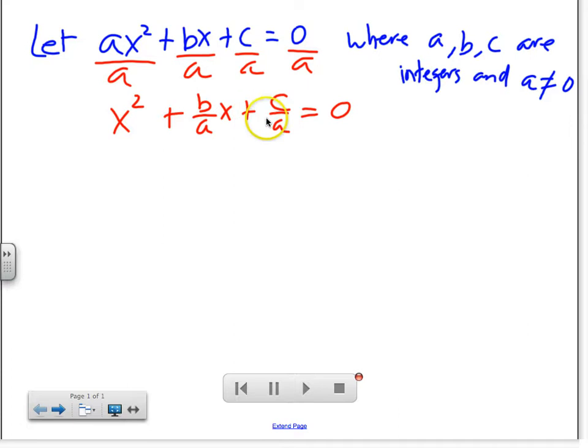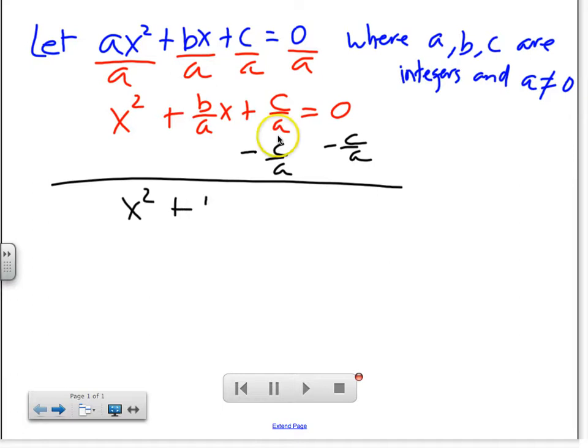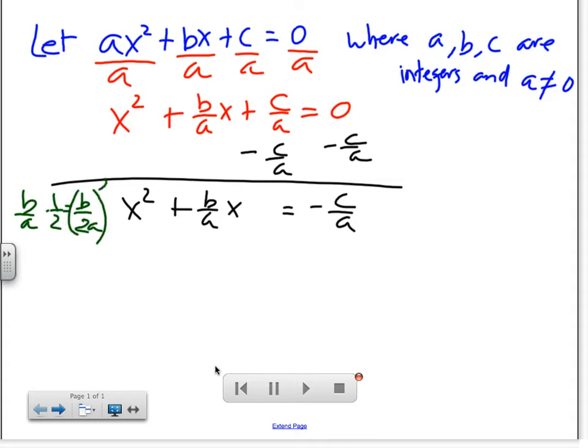And we, of course, will move this c over a to the other side because we don't need it and we want to complete our own square. If you recall from the completing the square technique, we complete the square by cutting this in half and then we square it, and as a result you will see this. Now we can add this value.